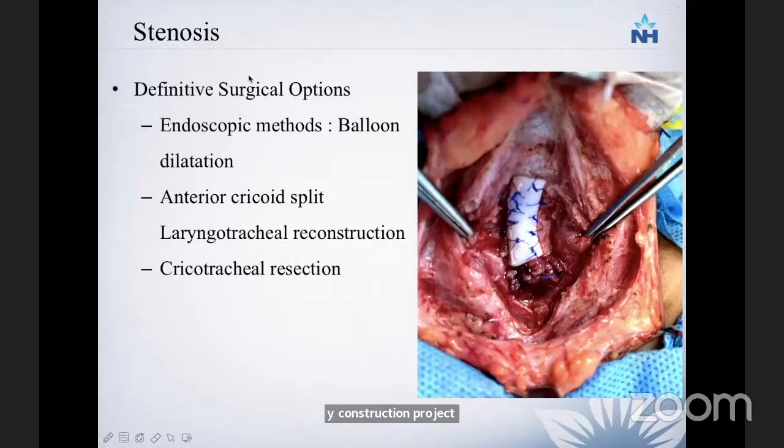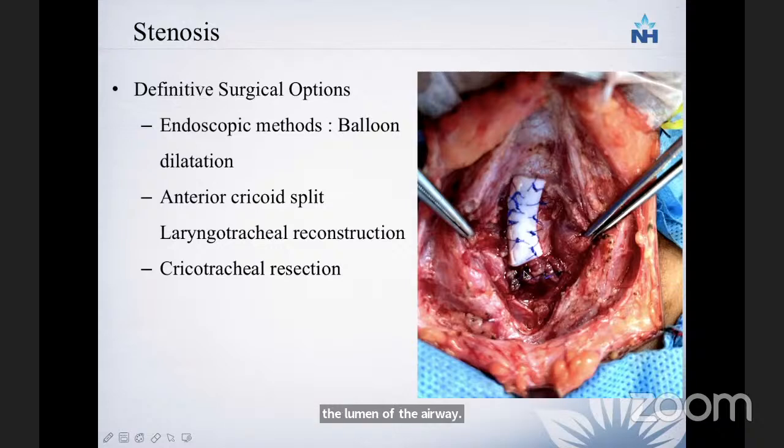So yeah, these are the surgical procedures. What we talked about is balloon dilatation, and second is the anterior cricoid split. We split the cricoid on the anterior part, and a costal cartilage graft, as you can see, has been put in between, so that it increases the size of the lumen of the airway.